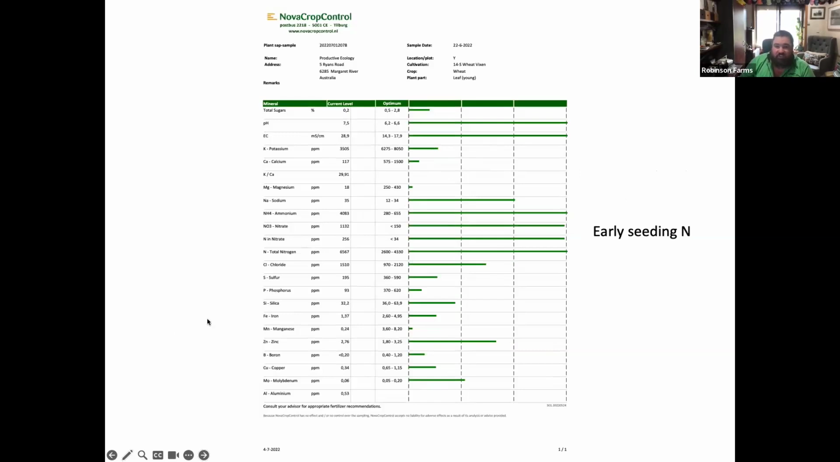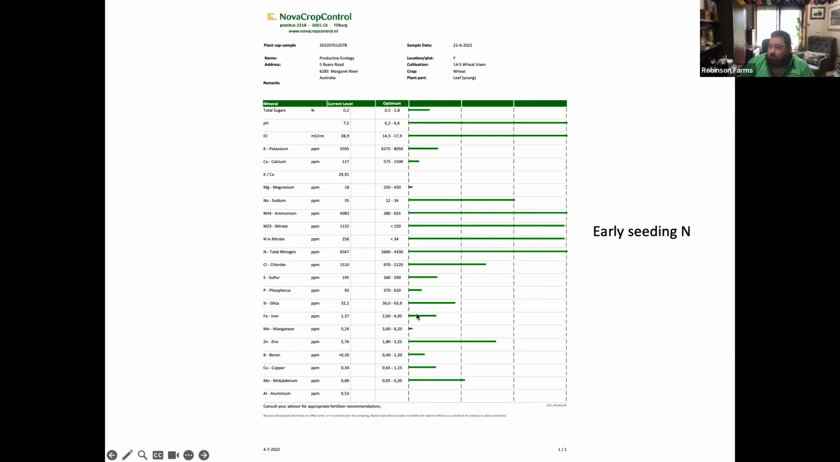This is what early seeding nitrogen does. Now, we've just come out of seeding. We've all sown our crops. But look at what a SAP test looks like when we've got early excess of seeding nitrogen. You can see here that our nitrate is through the roof. Our total nitrate is through the roof as well. So our ammonium, nitrate, and total nitrogen are all through the roof.